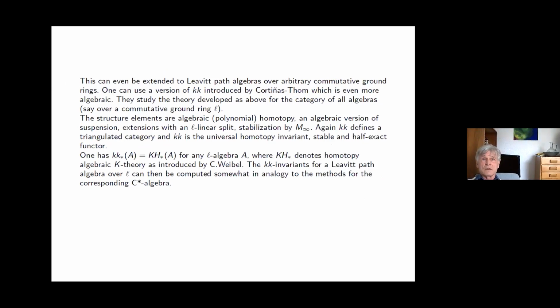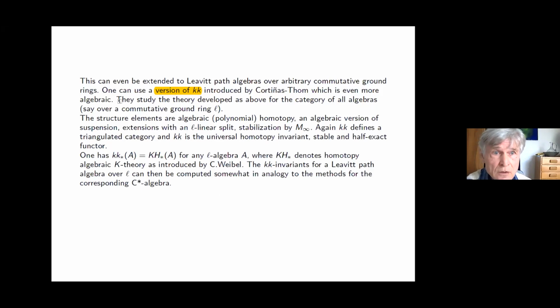And one can, again, develop a version of KK, of this bivariant K-theory, using the suitable categories, the suitable notion of extension, suitable notion of homotopy, suitable notion of stabilization. So the suitable notion of homotopy in this case will be just the algebraic homotopy, which means polynomial homotopy. Stabilization will be just tensor products by finite matrices of arbitrary size. And well, extensions are extensions, I guess, with a split.